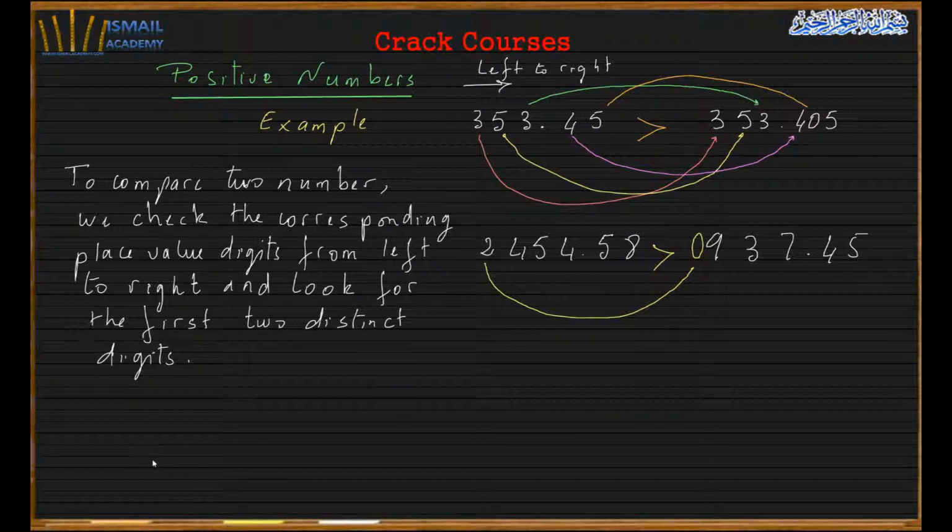The greater the digit, the greater the number. So that's the idea. Here, when you check that this one is greater than 1, that means that number is greater. So the greater the digit, the greater the number is.